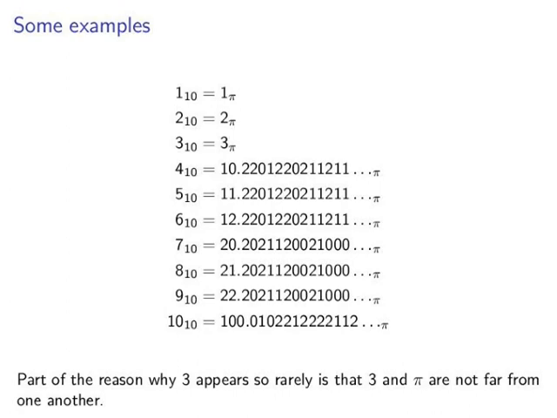Here are the numbers from 1 to 10 all in base pi. Now if you stare at this closely, you'll notice that the digit 3 does appear, but it only appears once. This is because the numbers 3 and pi are actually really close together, so 3 rarely appears in a base pi expansion. I'll include the Mathematica code I used to compute all of these expansions in the description below.